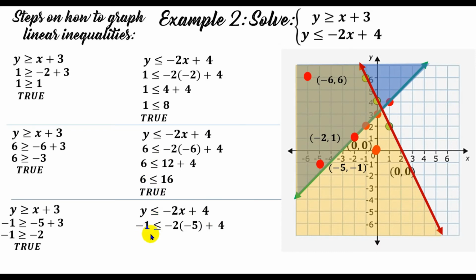Substitute y, which is negative 1. X is negative 5. Negative 2 times negative 5 is positive 10. 10 plus 4 is 14. So, we have here negative 1 is less than or equal to positive 14, and this is also true. This only proves that the double shaded region for example number 2 is correct. So, let's proceed to our next example.